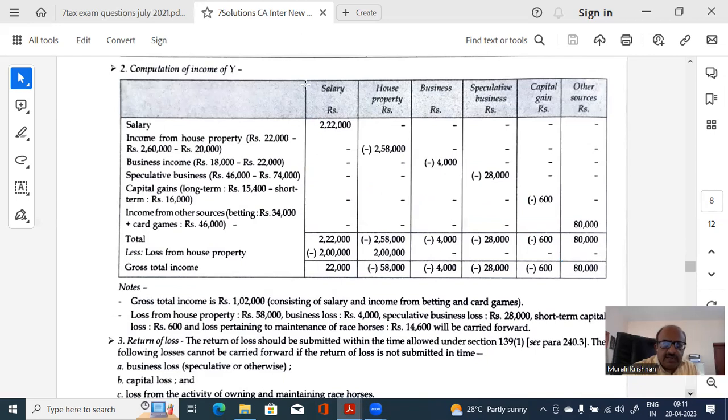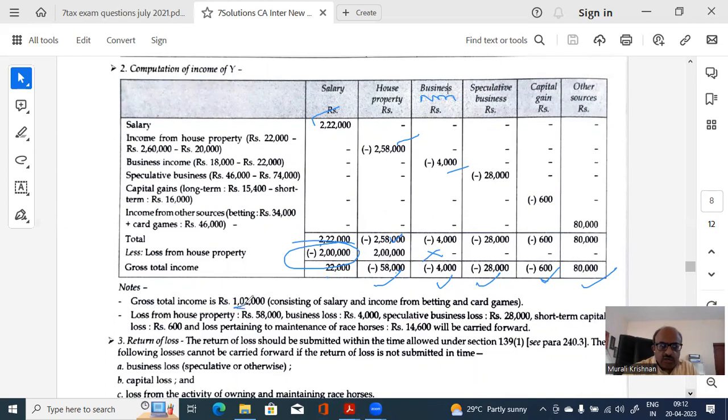So that means under salary, you've got 22,22,000. This loss is so much. This is non-speculative, 4,000 loss. Can I adjust with salary? No, you cannot adjust this with salary. This can I adjust? Yes, I can adjust. But maximum how much? Only 2 lakhs. The rest, 58,000 will have to be carried forward. This has to be carried forward. Speculative has to be carried forward. You cannot adjust with anything else. Even capital gain, you cannot adjust. But this again, there is no other thing. You cannot adjust any of them with this because you are exhausted.